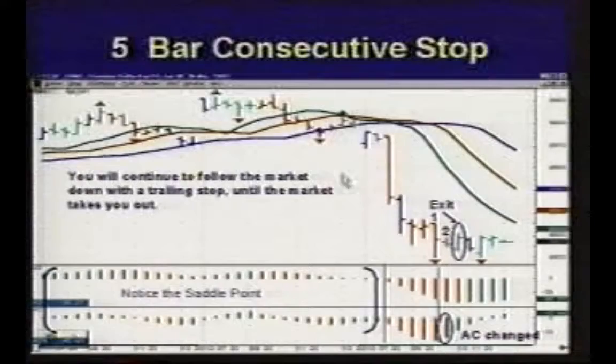Okay, so here we've got another 5-bar consecutive stop. This is a Canadian chart on a 30-minute. And we're going to follow it down. And here you notice I put the saddle point, the AO and both the AC are very close to the 0 line. At this point, you followed your trailing stop down, and you see where you're stopped out at the circled bar. So that's not a very bad place to be stopped out.